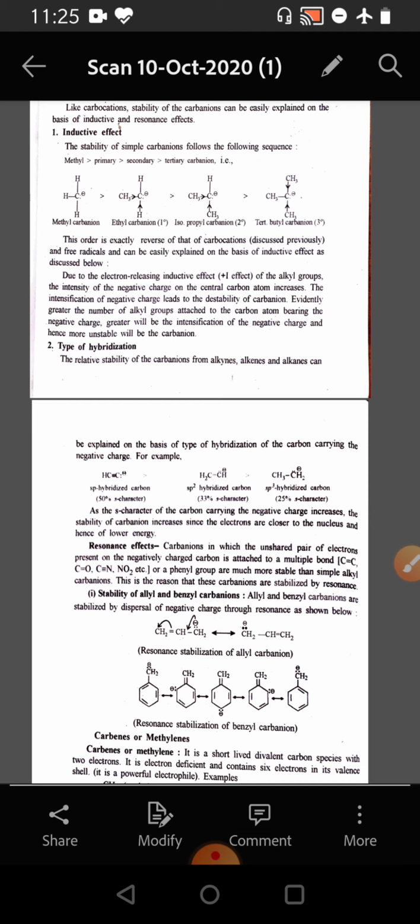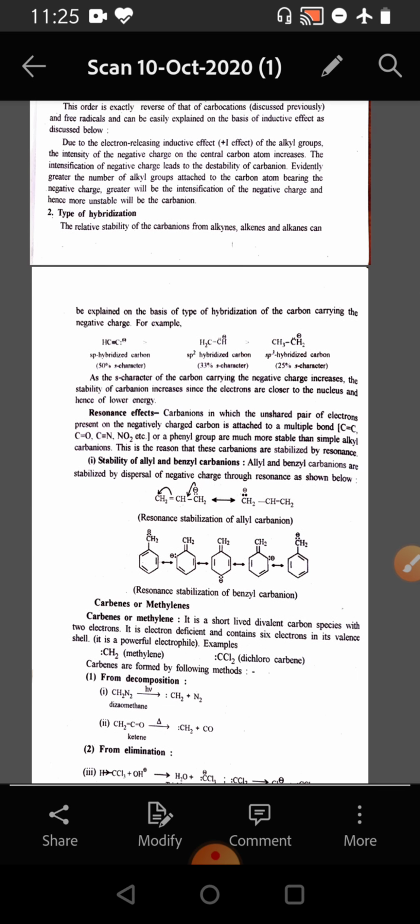The order is exactly reverse of that of carbocation, which we discussed in the last video, and the free radical, and can be easily explained on the basis of inductive effect as we are going to discuss below. Due to the electron releasing inductive effect of alkyl groups, the intensity of the negative charge on the central carbon atom carrying the negative charge increases. The intensification of negative charge leads to the destabilization of carbanion. Evidently, greater the number of alkyl groups attached to the carbon atom bearing the negative charge, greater will be the intensification of the negative charge and hence more unstable will be the carbanion.